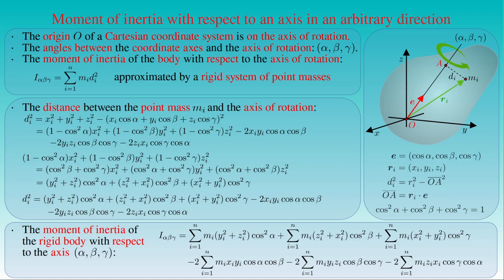minus 2 times the sum of mi times xi times yi times cosine alpha times cosine beta from i equals 1 to n, minus 2 times the sum of mi times yi times zi times cosine beta times cosine gamma from i equals 1 to n, minus 2 times the sum of mi times zi times xi times cosine gamma times cosine alpha from i equals 1 to n. It is a lengthy expression, but we introduce a set of notations for the multiplication factors containing the Cartesian coordinates to simplify the result.